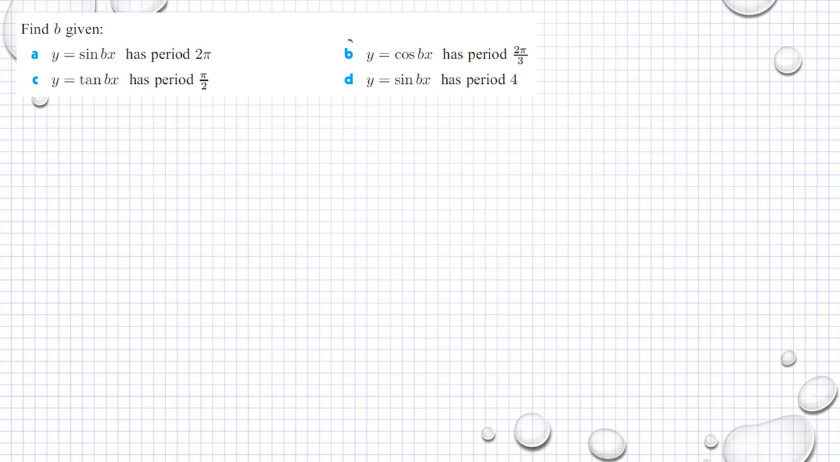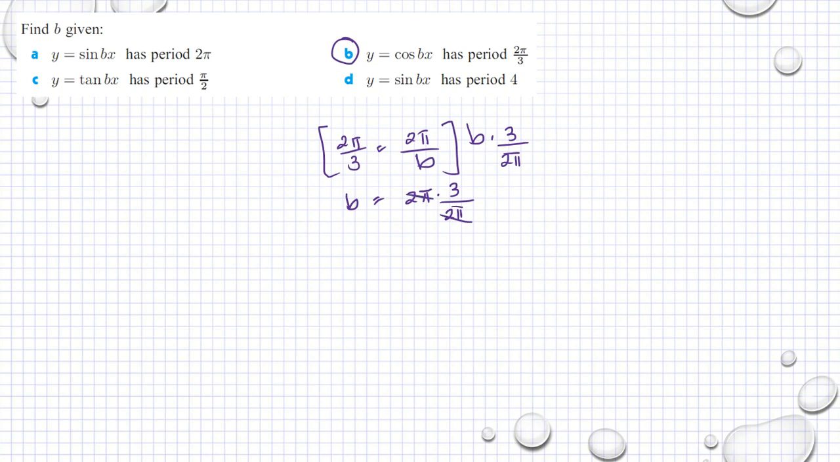We have the cosine, the period here is 2 pi divided by 3. So we have 2 pi divided by 3 is equal to 2 pi divided by b. If we multiply both sides of the equation by b and by 3 divided by 2 pi, b is equal to 2 pi times 3 divided by 2 pi. This is 1, so we have b is equal to 3.